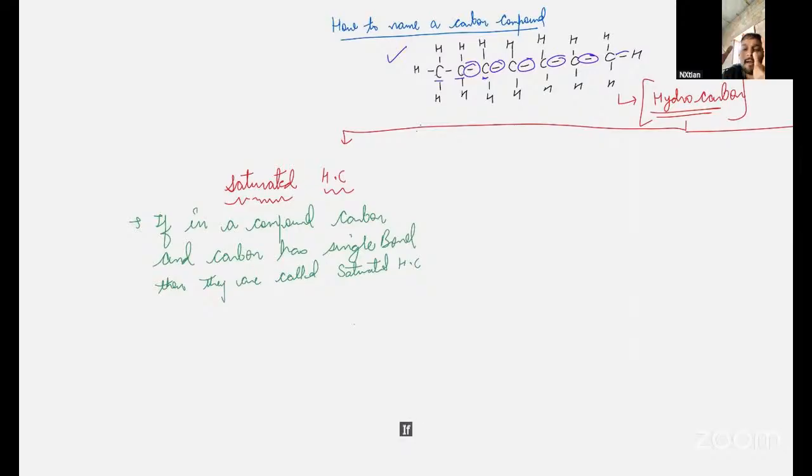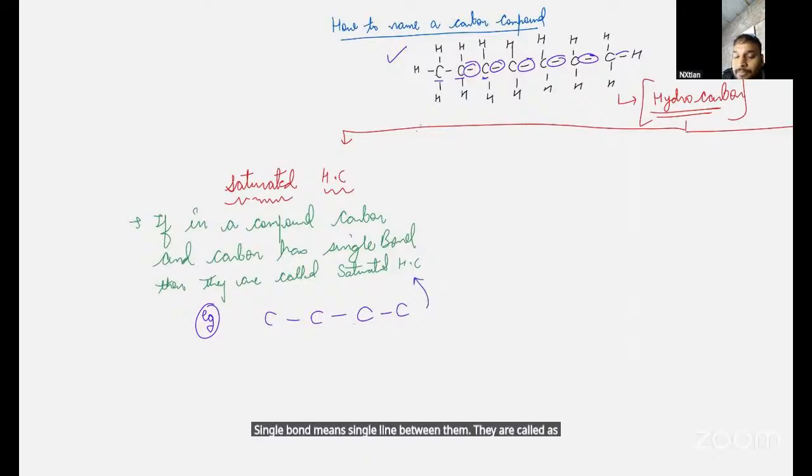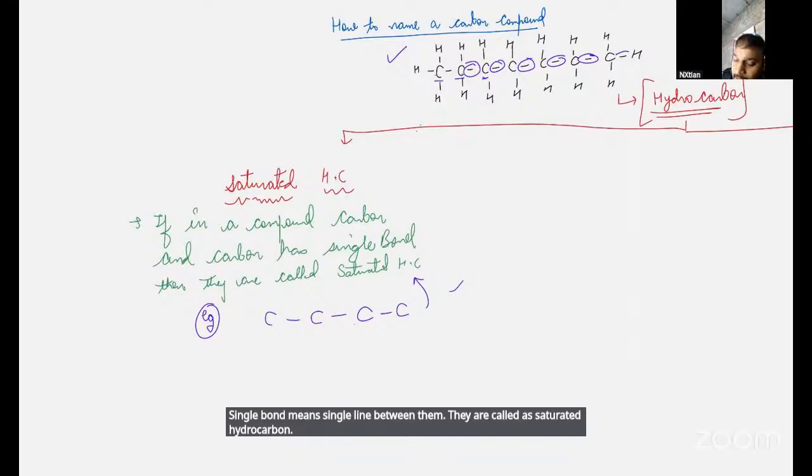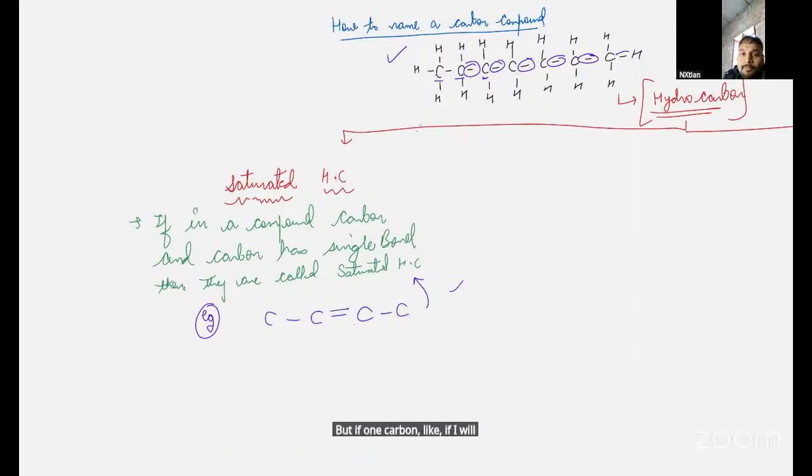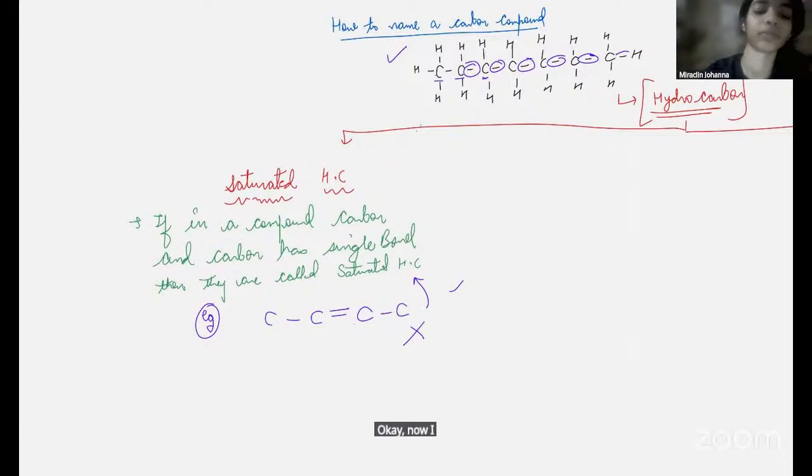For example, in a compound four carbons are there. One, two, three, four. And all the carbons have single bond. Single bond means single line between them. They are called saturated hydrocarbon. But if I make a double bond between them, they are not saturated hydrocarbon. Okay, now I got it.